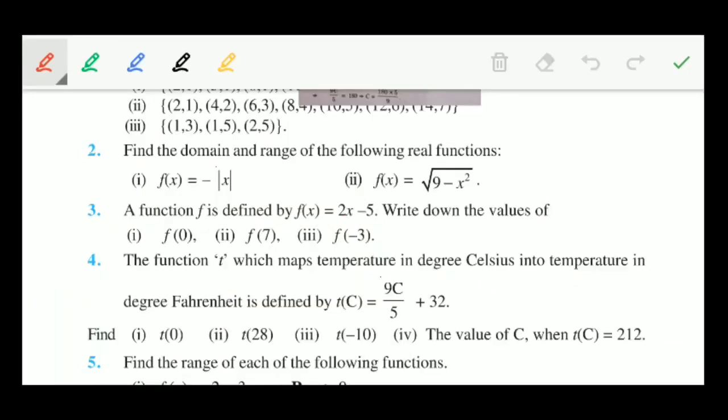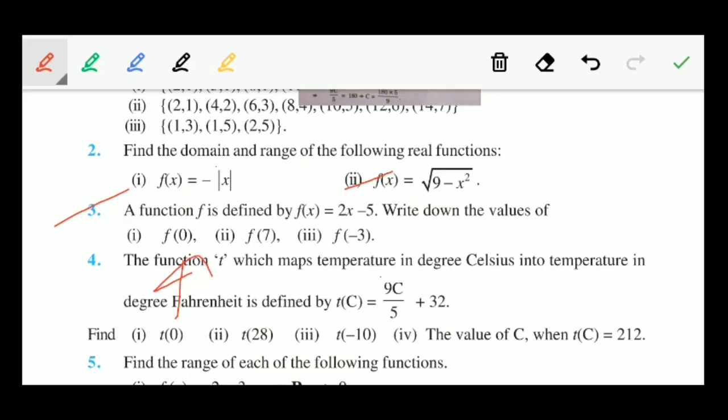Students, see the third question. In the third question, what they have given is a very simple question. They have given a function whose value is f(x) equals 2x minus 5. So write down the values of the following. So what you will do is, in place of x, you will put 0.